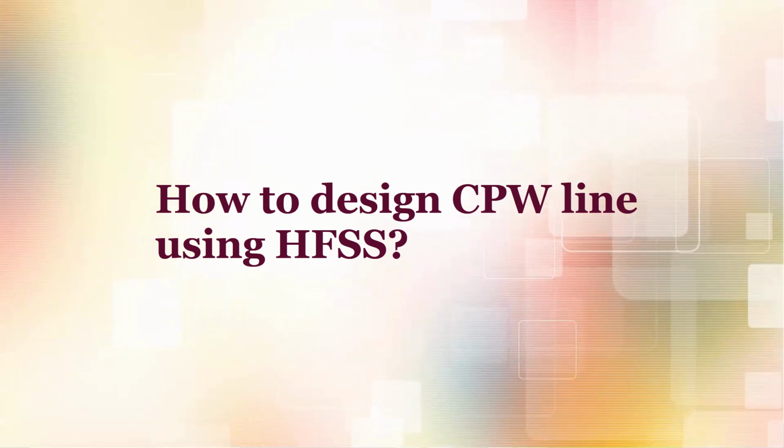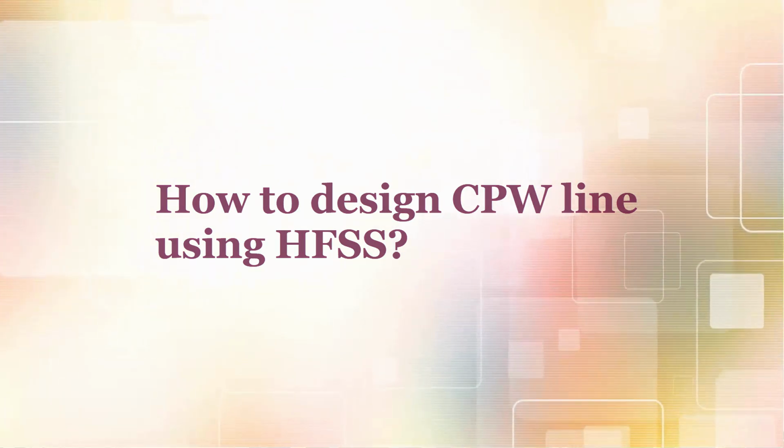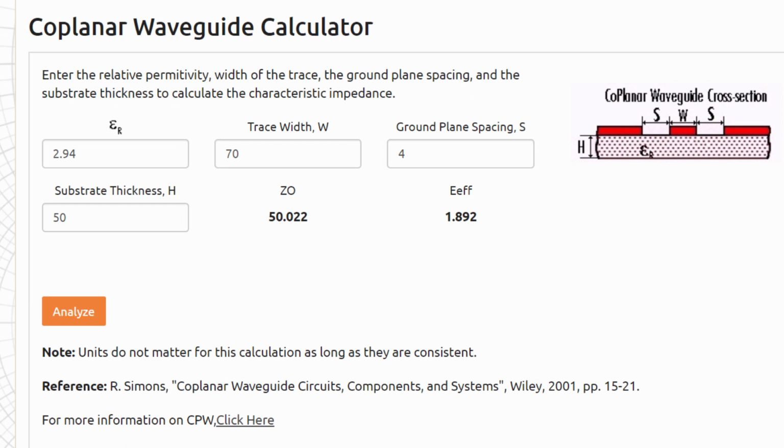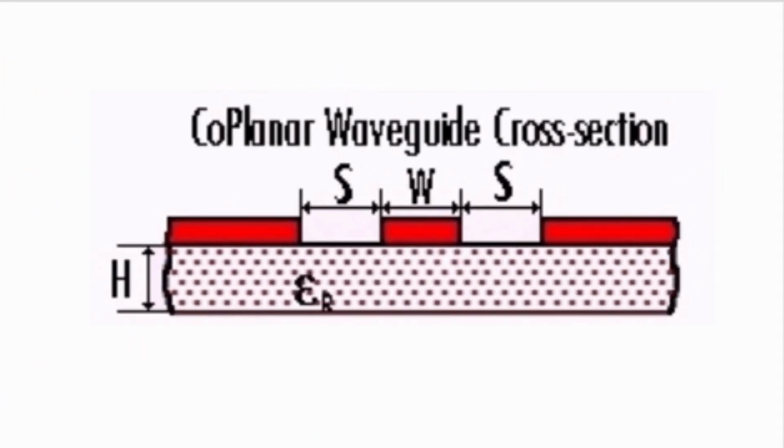So in today's video, we are going to give you a tutorial on how to design a CPW line. A CPW line is basically a coplanar waveguide line where there is a strip and two ground planes on the same side of the strip. In between the strip and ground plane, we have some gap. Let us say the width of the strip is W and the gap is S.